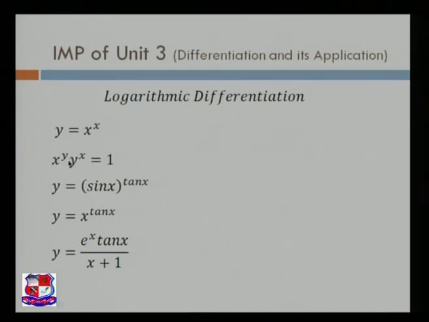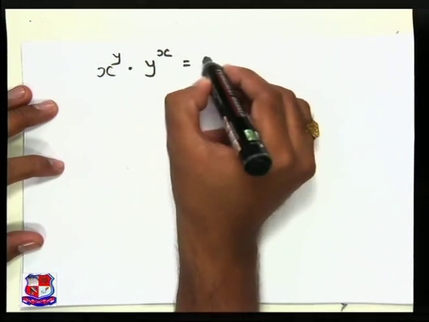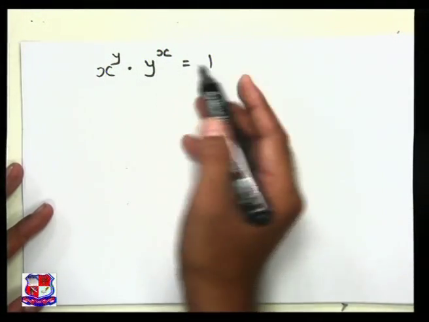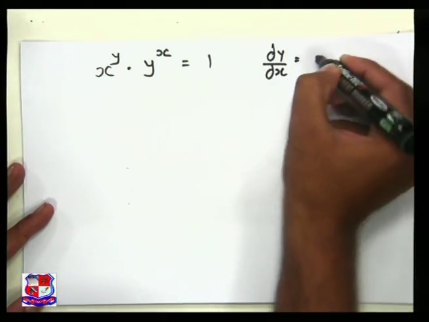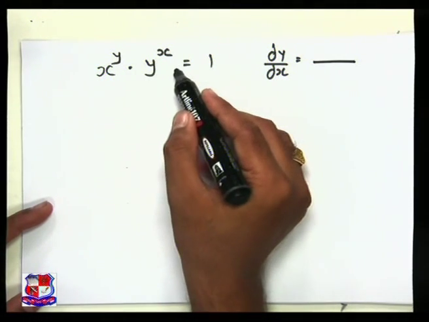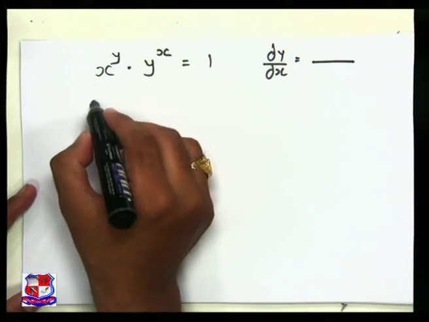The next question is x raised to y into y raised to x equal to 1. So first of all we write it: x raised to y into y raised to x equal to 1. Now again we want to find the differentiation dy by dx, but here x raised to y, so x and y are in terms of power, and here y and x are in terms of power. So the next step is to take the log on both sides.